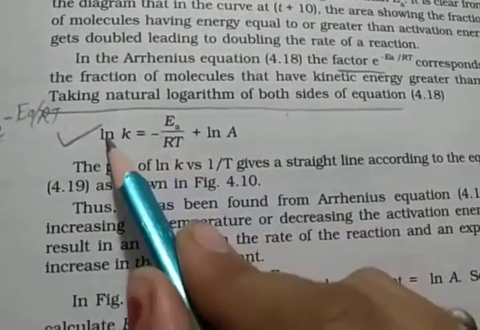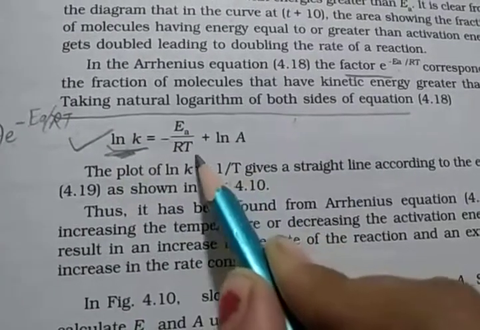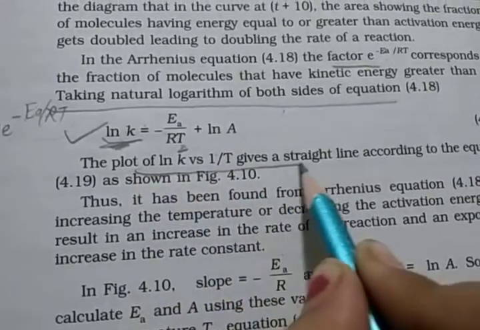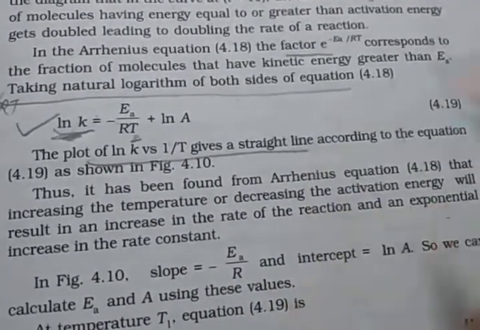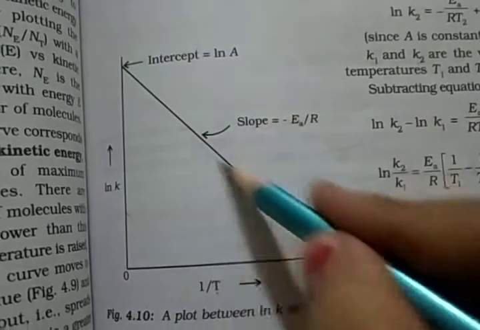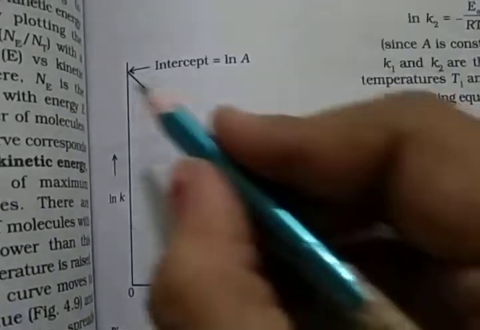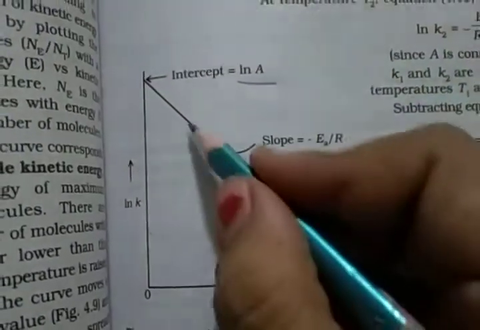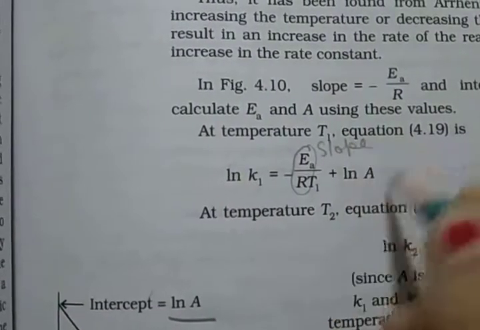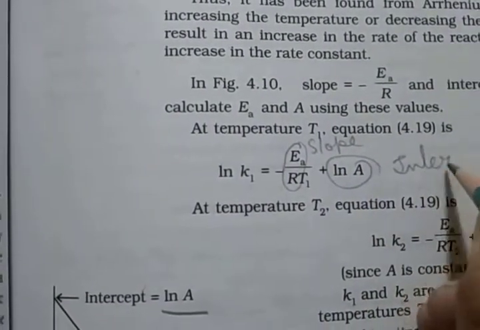And the plot of ln k versus temperature is inversely proportional, so ln k versus 1/T gives a straight line. See the graph: ln k against 1 upon T. Whenever the graph is plotted, a straight line is obtained, where the intercept is ln A and the slope is minus Ea upon R. So this represents the slope and this represents the intercept. Clear?